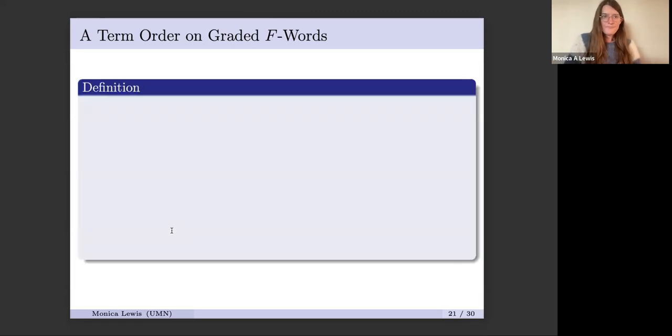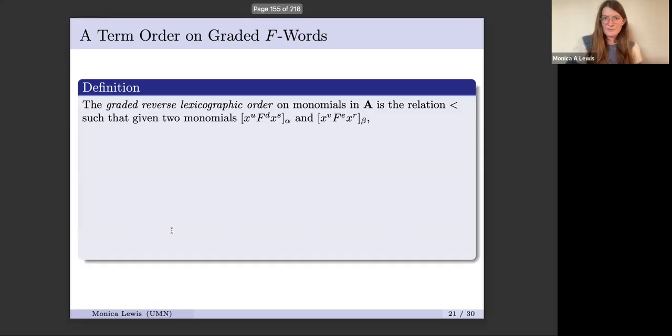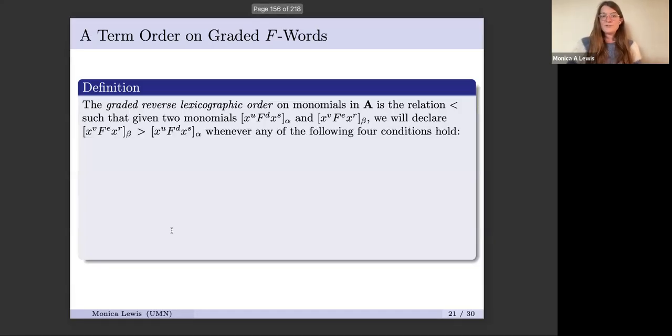Okay, without further ado, what's the term order that we're going to use? So the graded reverse-X order on monomials in A is going to be the following relation we'll define. If you give me two monomials, X to the U, F to the D, X to the S, and X to the V, F to the E, X to the R, we're going to declare the one with the beta subscript, complexity beta, to be bigger than the one with the alpha subscript whenever any of the following conditions hold.